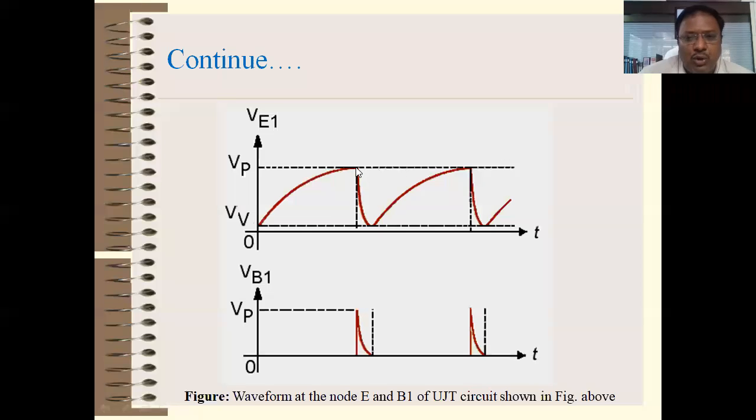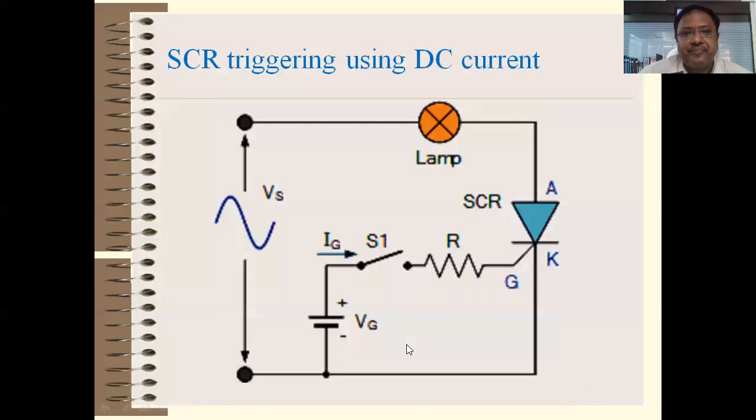And whenever the voltage across the capacitor is equal to VP, only after that the UJT turns on. Once it turns on, current flows through the terminal called base 1, so that the voltage develops across resistor R2, and that voltage is applied as a triggering pulse to the SCR. So the second one is the triggering pulse of the SCR.